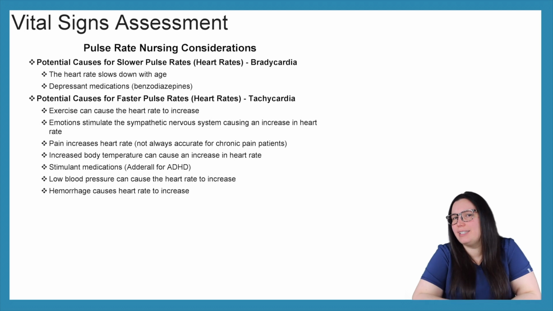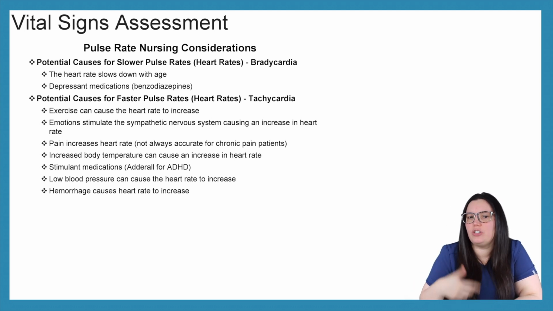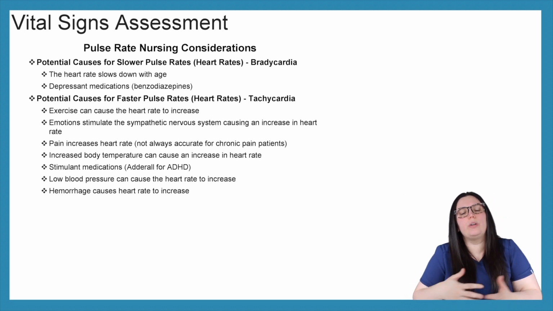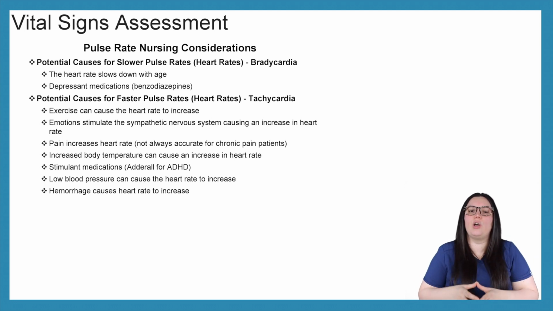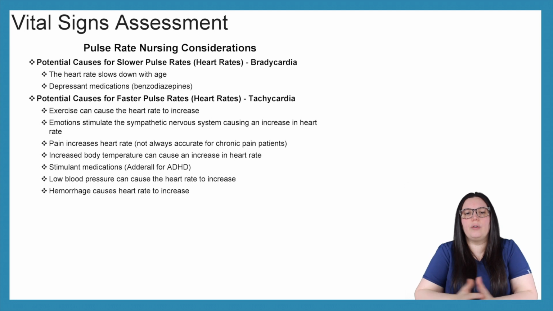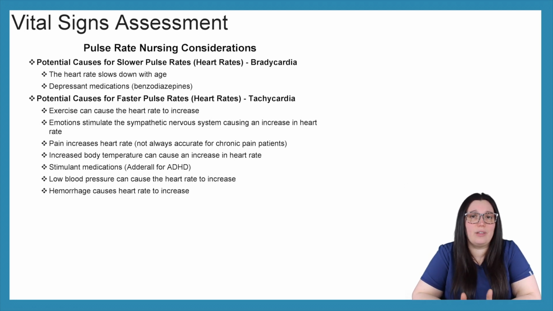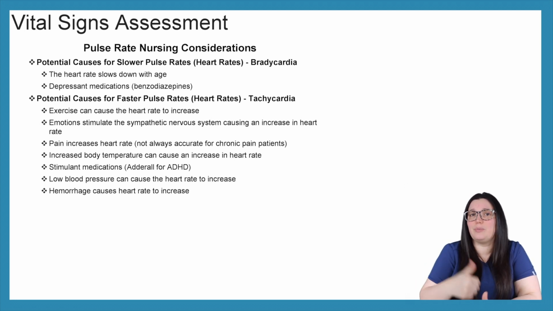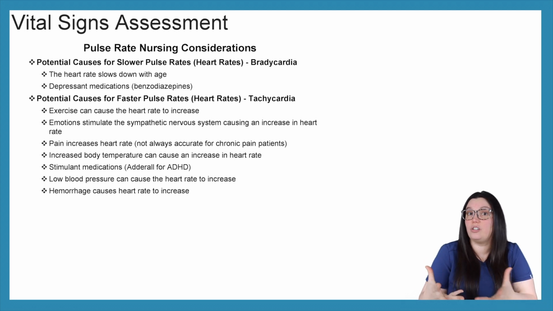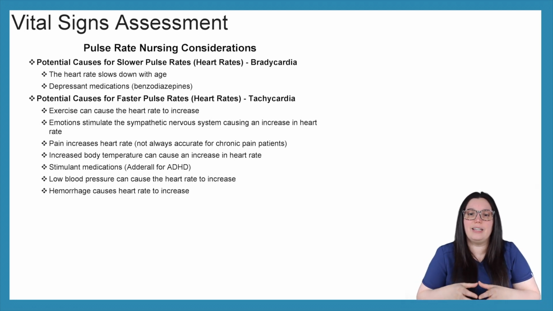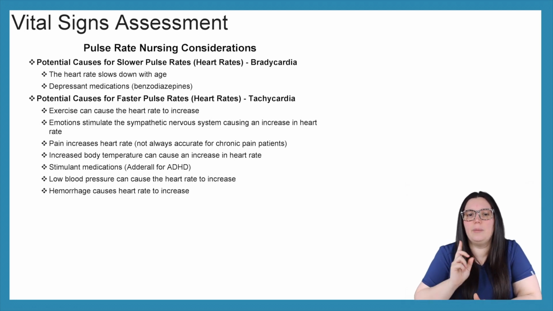So next, let's start considering some nursing considerations when it comes to pulse rate. So what are some potential causes when we have slower pulse rates, also known as bradycardias? So the heart rate slows down with age. That could definitely be a possibility. There's also the possibility that the patient is a well-conditioned adult. Like we talked about before with our athletes, they are known to have slower pulse rates. Depressant medications such as benzodiazepines can absolutely have a role when it comes to slowing down the pulse rate.